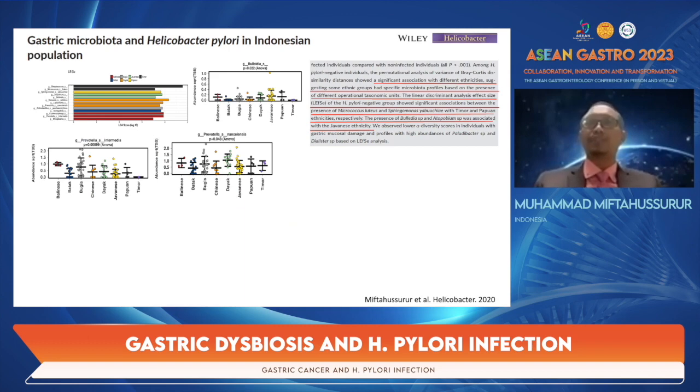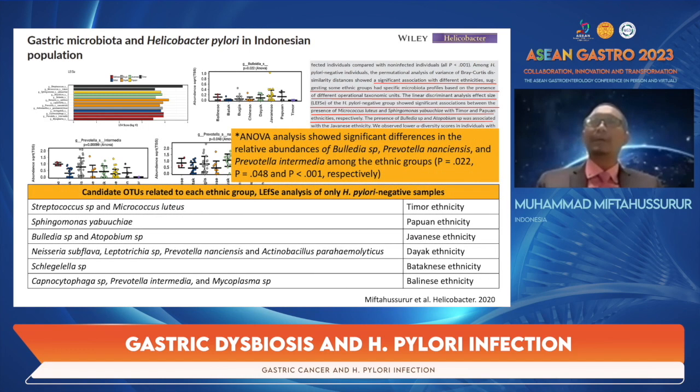In my research with Professor Yoshio Yamaoka in 2020, we conducted LEfSe analysis on the Helicobacter pylori negative group, and we discovered significant associations between the presence of gastric microbiome and ethnicity. Streptococcus species and Micrococcus luteus were significantly present in Timor ethnicities, Bulleidia species and Atopobium species in Javanese ethnicity, and Shigella species in Batak ethnicities. In addition, ANOVA analysis showed significant differences in the relative abundance of Bulleidia species, Prevotella nanceiensis, and Prevotella intermedia among the ethnic groups.